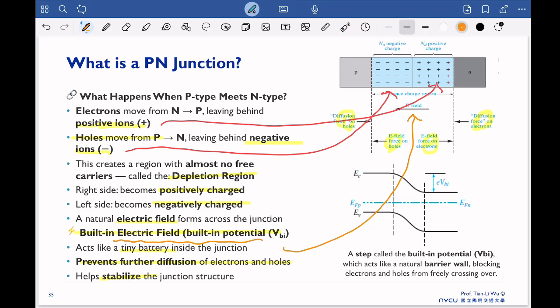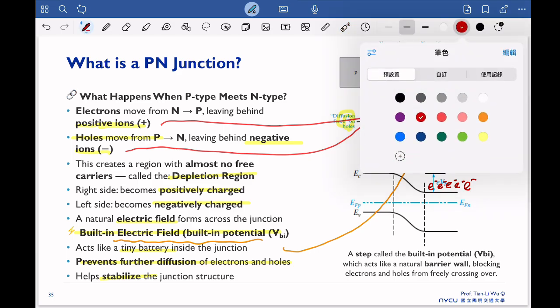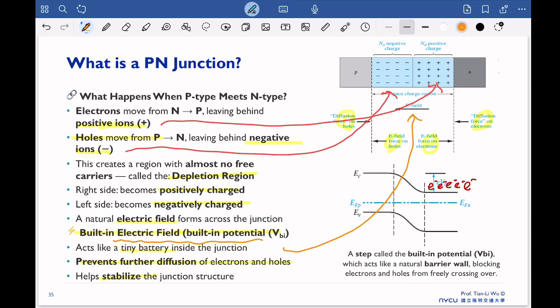And then once we have a P and N, this is a region where we have lots of electrons. And because of this built-in potential here, we will create the built-in potential, and this built-in potential will try to stop our electron flow. You can imagine this is kind of like a step. It's like a small mountain. So the electrons cannot cross this small mountain, and so the electron diffusion is stopped.